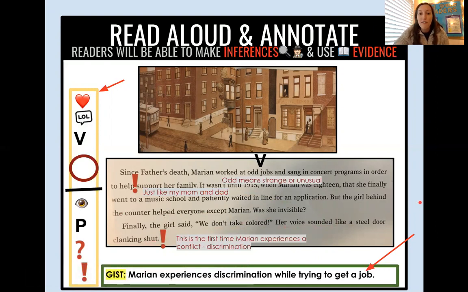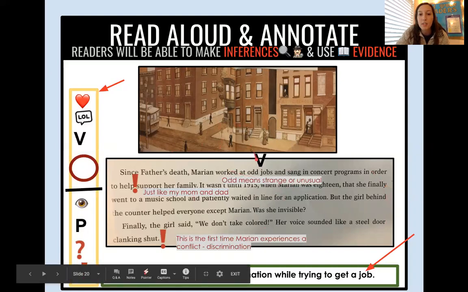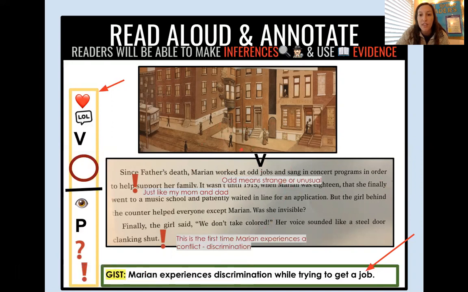Okay, so we have lots of things happening on this page. The first think mark that you see me using is the V for vocabulary. Part of the reason I use it is because I see the author says Marion works at odd jobs. So I've heard the word odd before, and I know that in math we use that word, but this isn't math, it's reading. So why do we see that word?